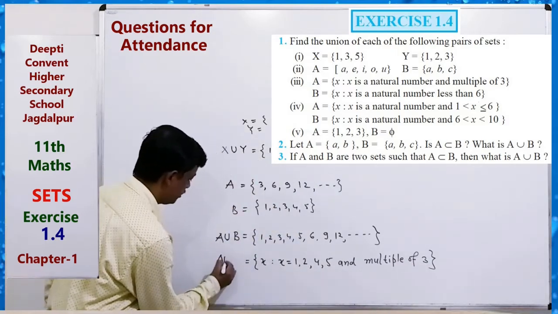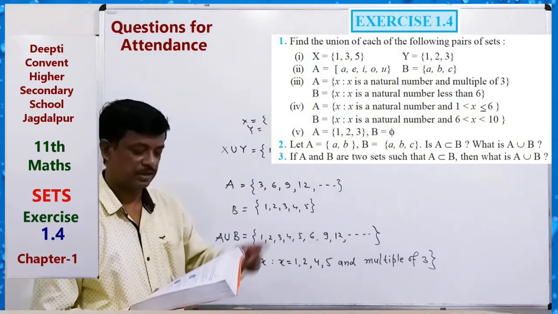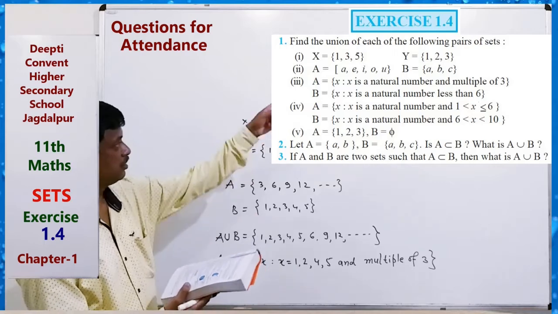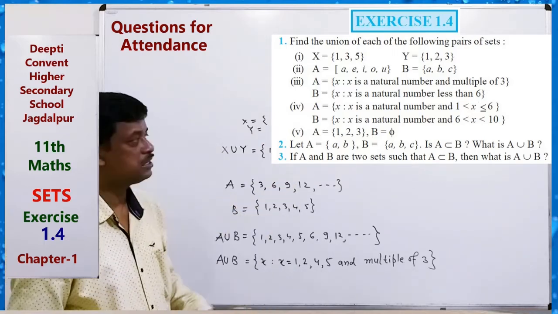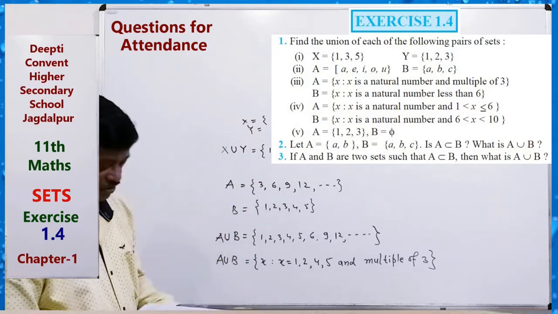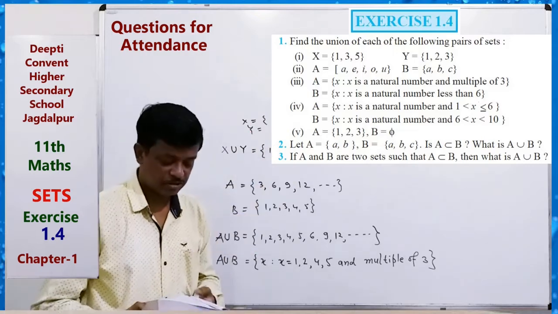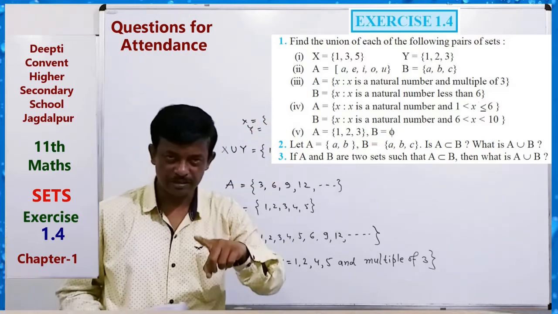A and B are written in set builder form, so you have to write in set builder form. Also for the fourth and fifth, A is 1, 2, 3, B is 5. So A union B, A union 5, that is A. So this was the solution writing method for question 1. You have to write this in your copy.